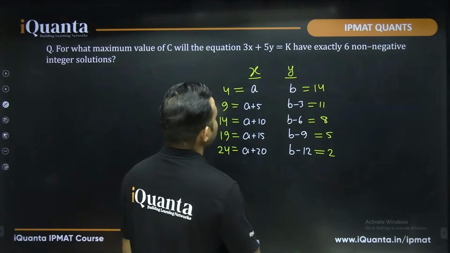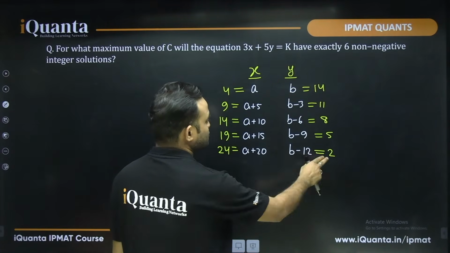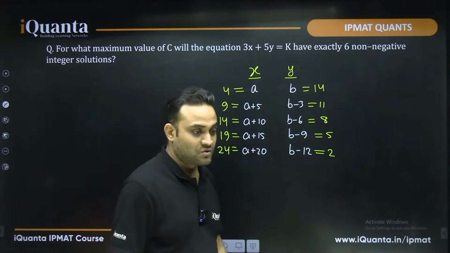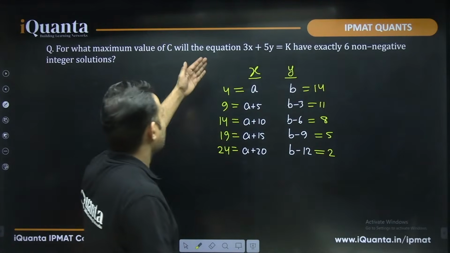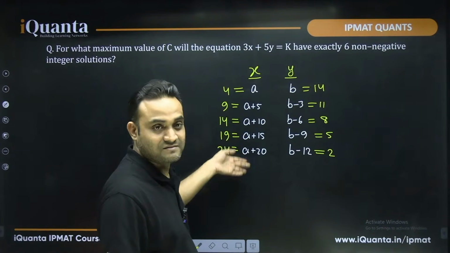So what will be the maximum value of k? This is 2, this is 14, 12. What is wrong? Why are you guys getting 97? Tell me what's wrong with that.